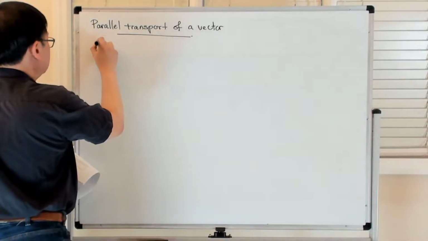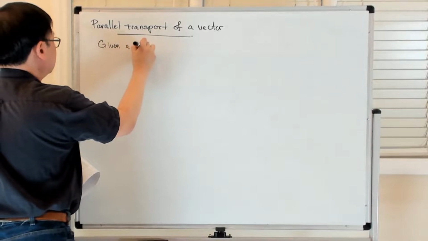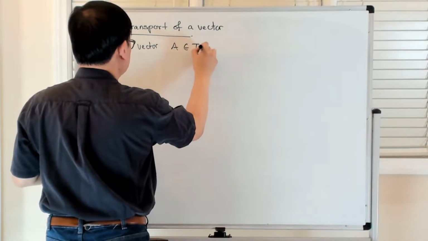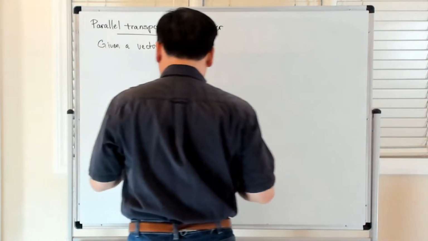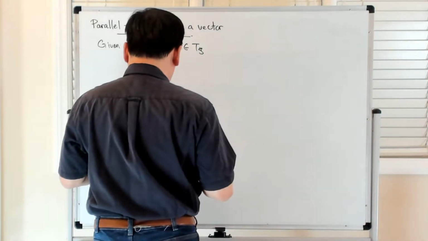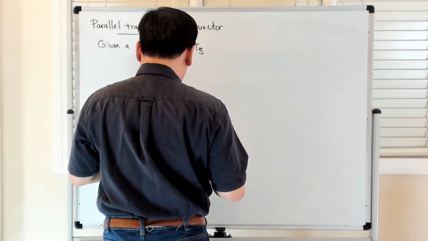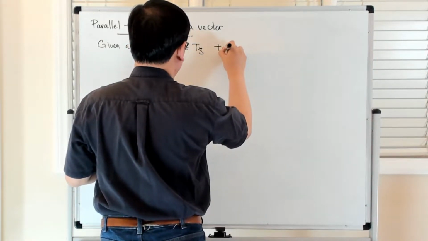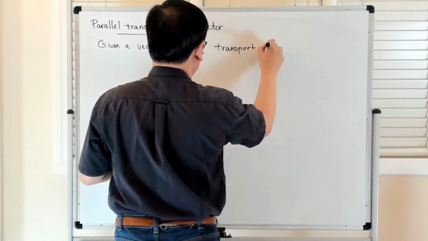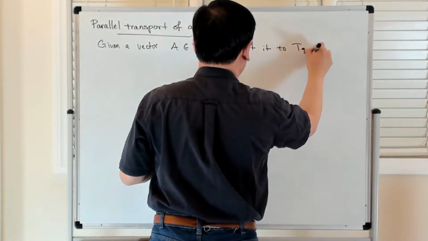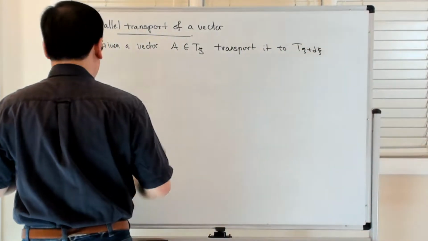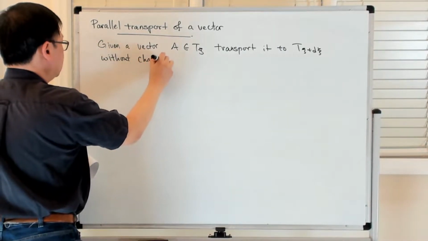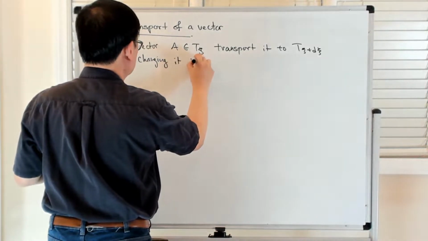So given a vector, let's say A, which is in the tangent space to C, you want to transport it to T cos C plus D cos C without changing it intrinsically in some sense.